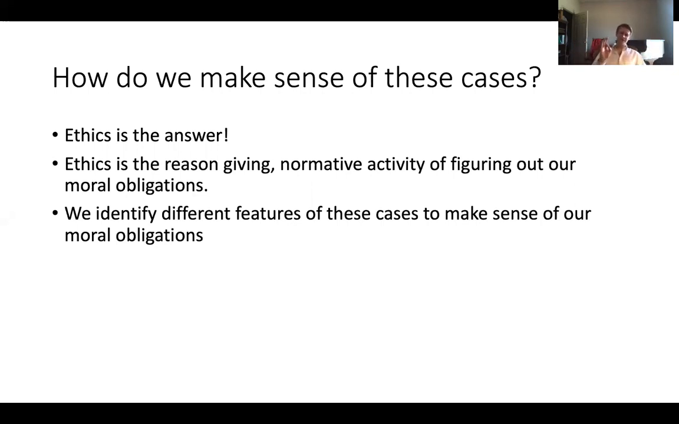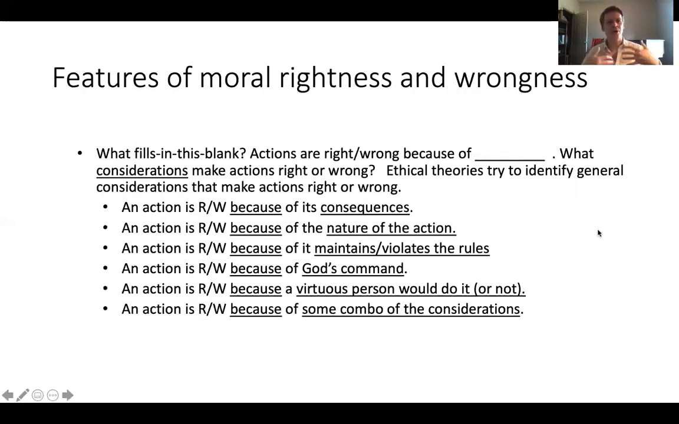And what we do when we're thinking through a particular case is identify various features about the case, and we take those into consideration and try to come up with a moral judgment as a consequence. Okay, so we might wonder, what are the features that make actions or dispositions or whatever morally right or morally wrong? So we can say that an action is morally right or morally wrong because of blank, right? What are the features that make an action morally right or morally wrong? Okay, so ethical theories are going to give answers to this question. They're going to, so to speak, fill in the blank.